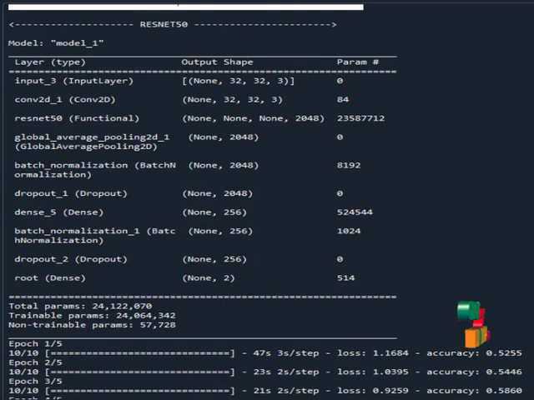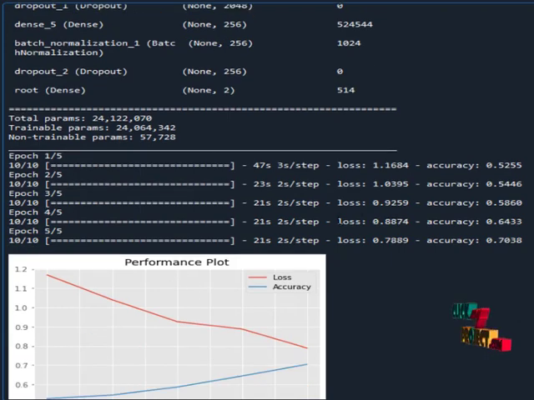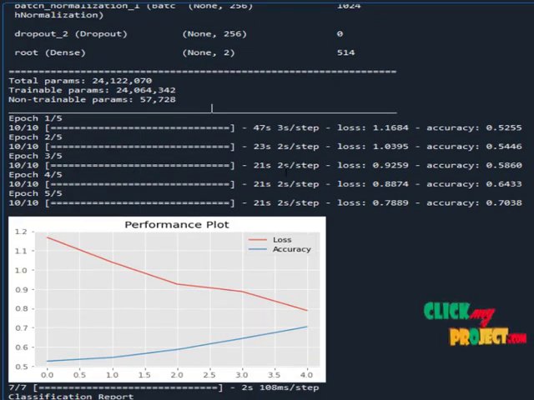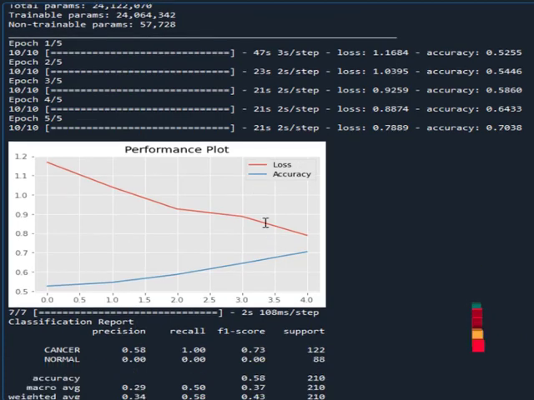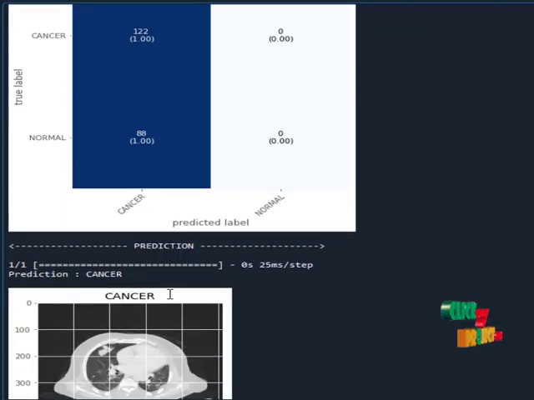After that, ResNet50. ResNet50 is a convolutional neural network that is 50 layers deep. We can load a pre-trained version of the network trained on more than 1 million images from the ImageNet database. And this is the summary report of the ResNet50. Here we have 57,728 non-trainable parameters, and then we are going to see the accuracy graph between the loss, and then we are also going to check the classification report and the confusion matrix for ResNet50 also.